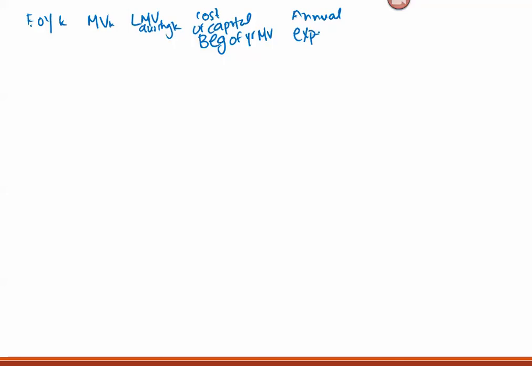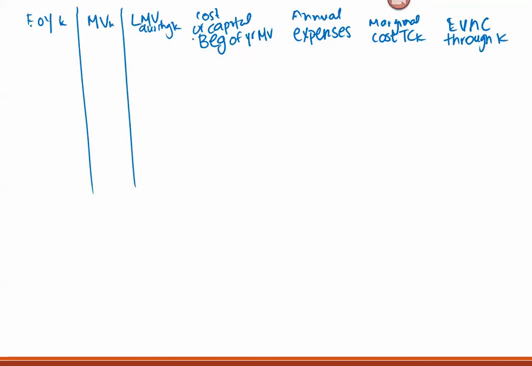Sorry about the handwriting at the top of the screen, it gets distorted. My marginal cost, this is typically TC for year K. And here is the EUAC through K. Remember how we calculated that? If you don't remember, make sure to check that out. Okay, so let's do a table.